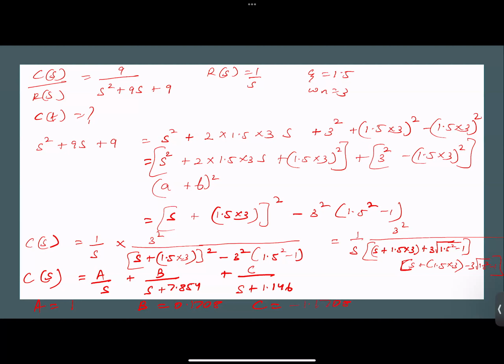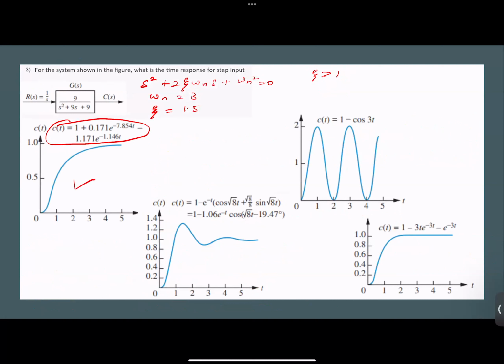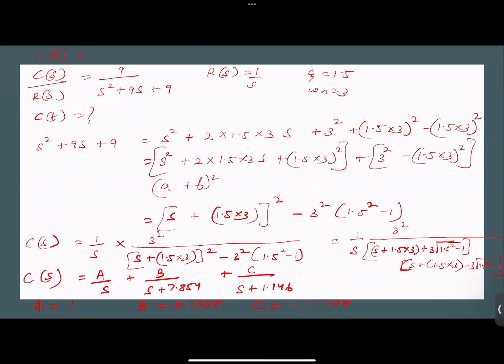Now you can easily find out C of T. Where do I write this? I just write it here. So C of T, you take inverse Laplace transform. What do you get? You get 1 plus 0.1708 e raised to minus 7.854 t minus 1.1708 e raised to minus 1.146 t.